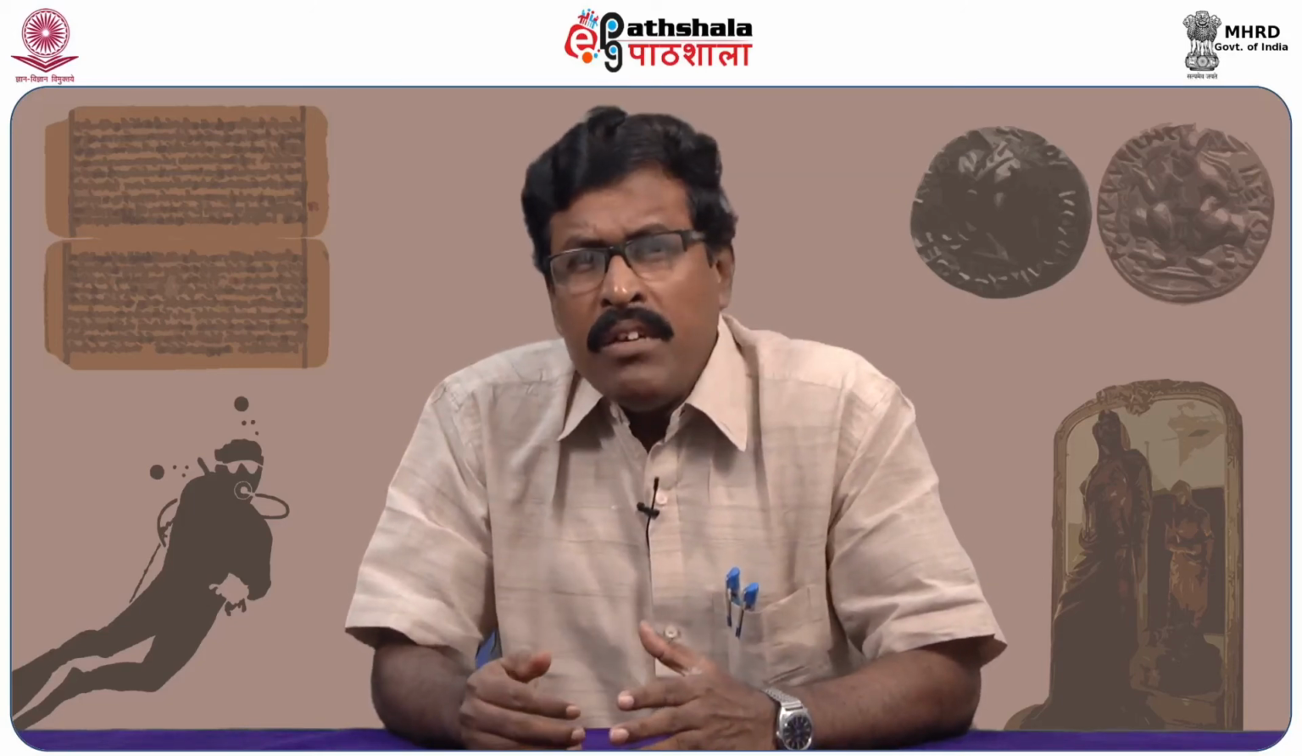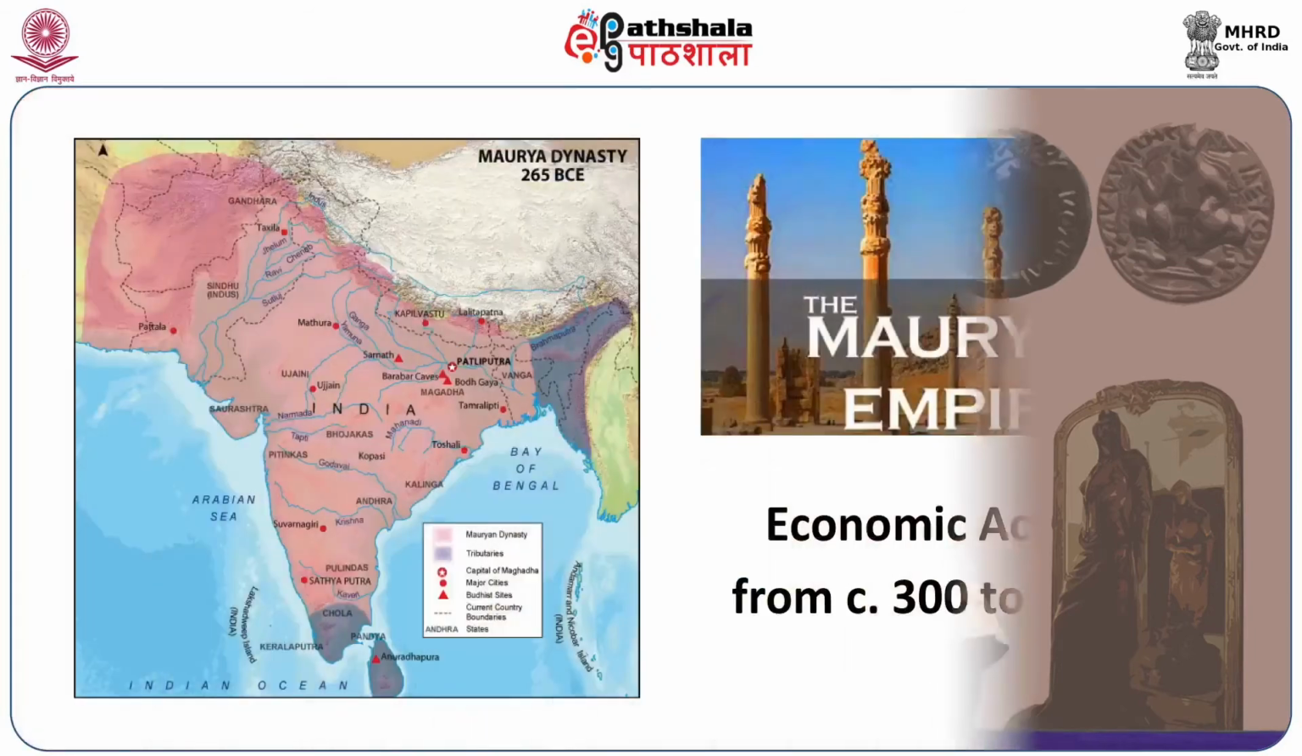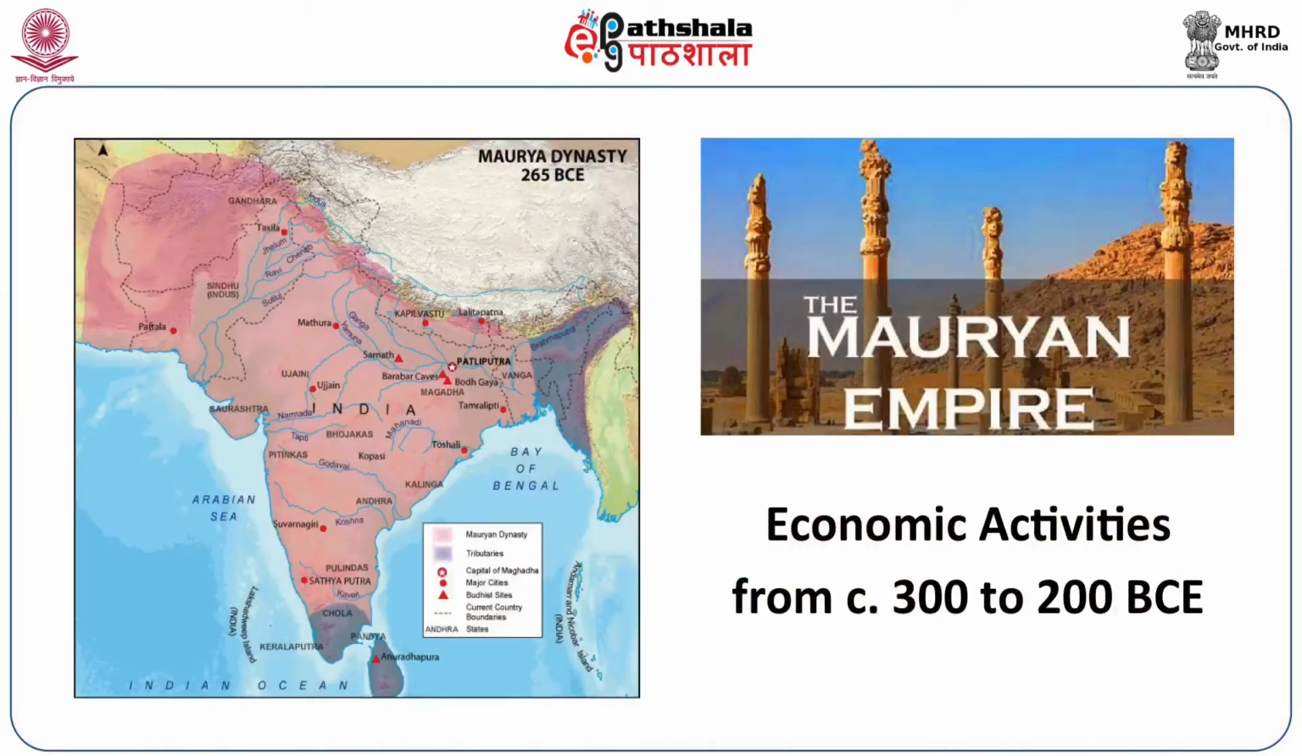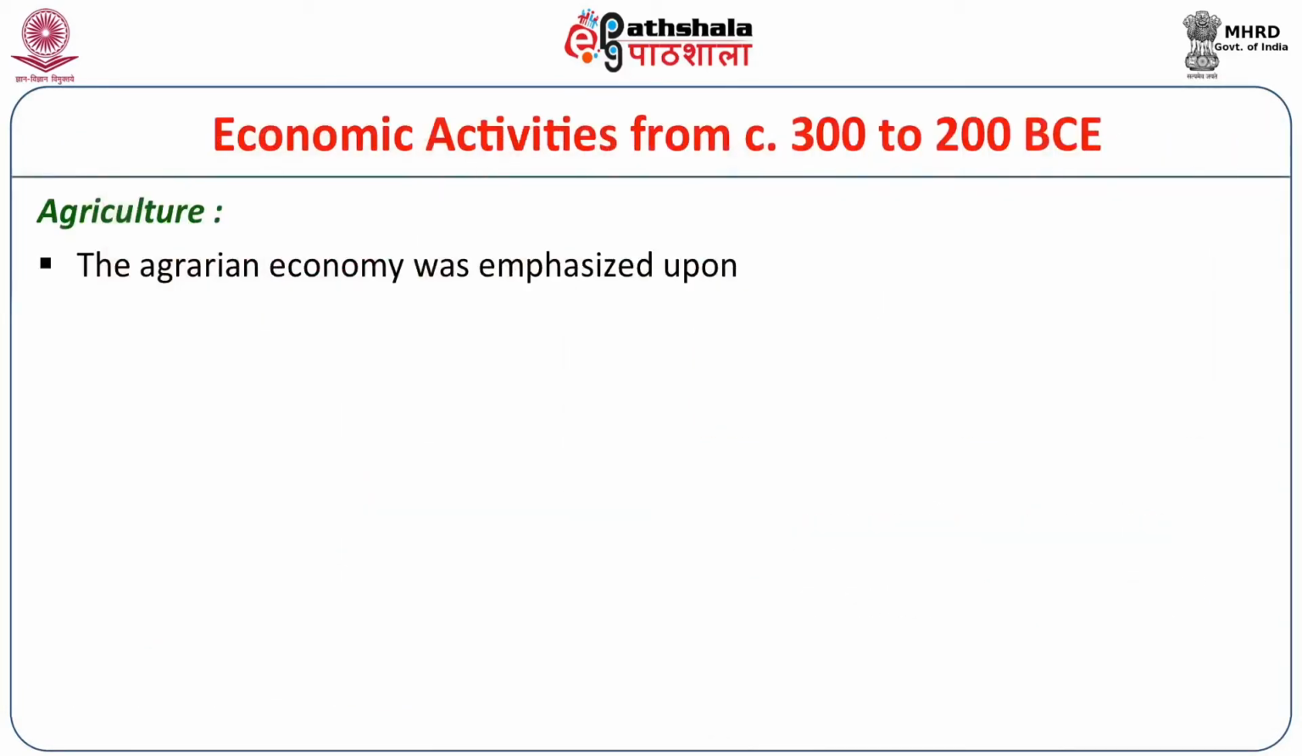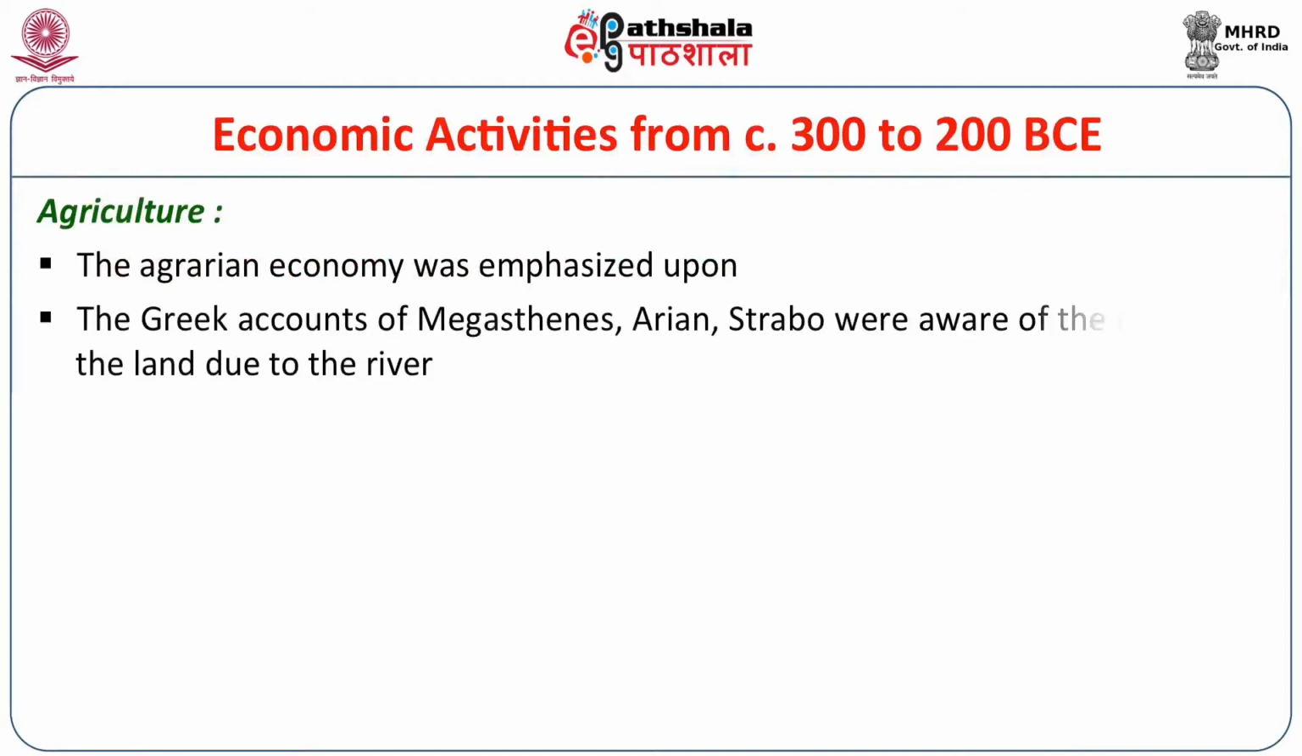Now, as we move from this period towards further, what we get? We get actually information regarding their progress and development further and further. What we get? Let us see in the next slide. 300 to 200 BCE. Agriculture. Agrarian economy was emphasized upon. The Greek accounts of Megasthenes, Arrian, Strabo were aware of the fertility of the land due to the river.